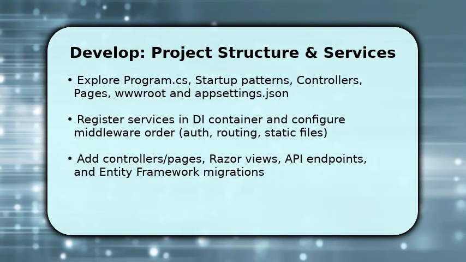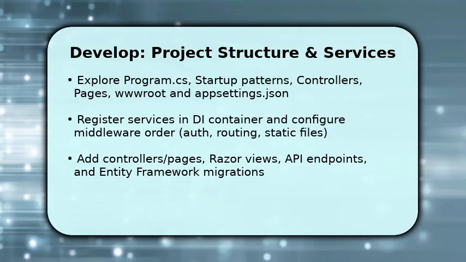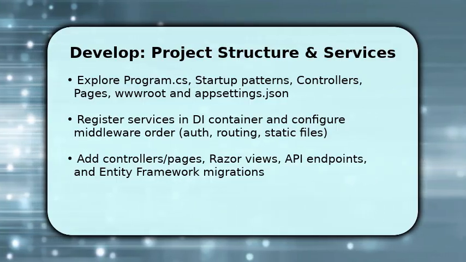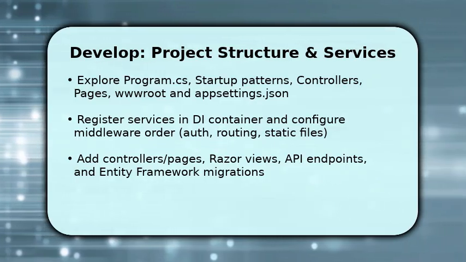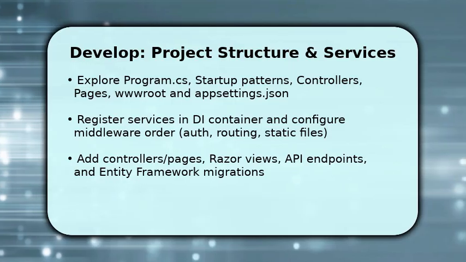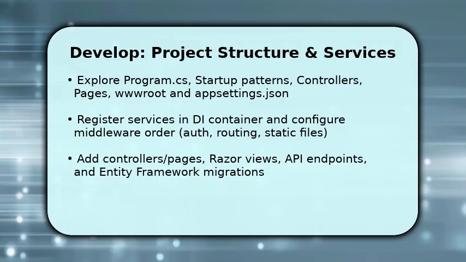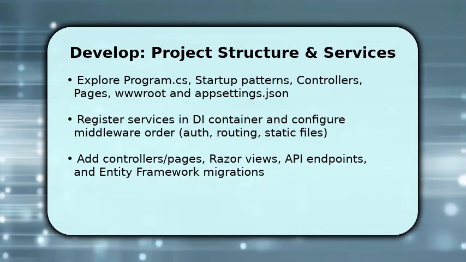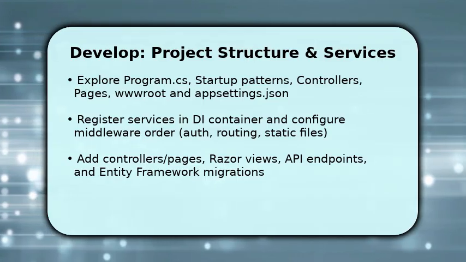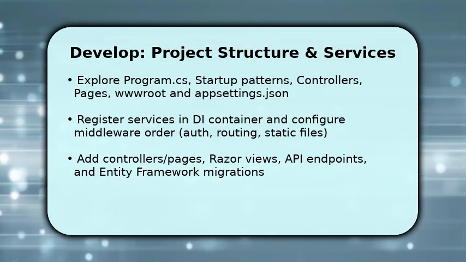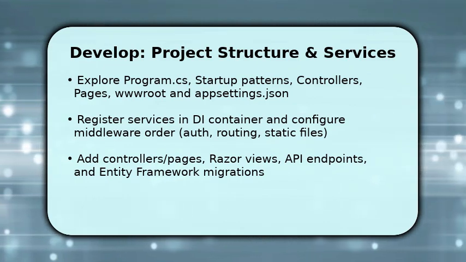You'll now inspect the project layout so you understand where code belongs and why. Open Program.cs and appsettings.json, then register services like DB context, identity, and logging in the DI container. The order of middleware matters, so place authentication before endpoints. Add controllers or Razor Pages, wire routes, and scaffold views where needed. If using a database, add EF migrations and update the database. These steps let you implement features cleanly and predictably as the app grows.